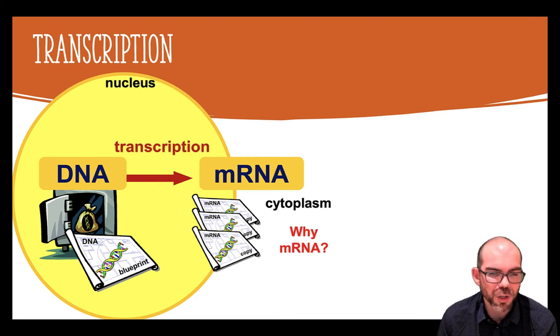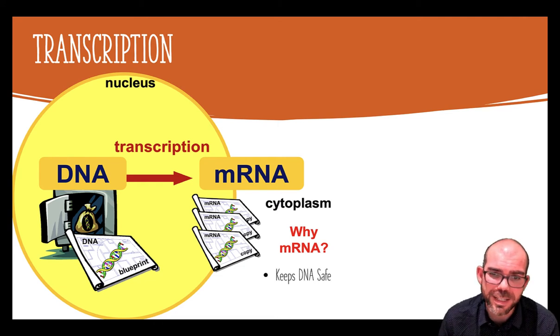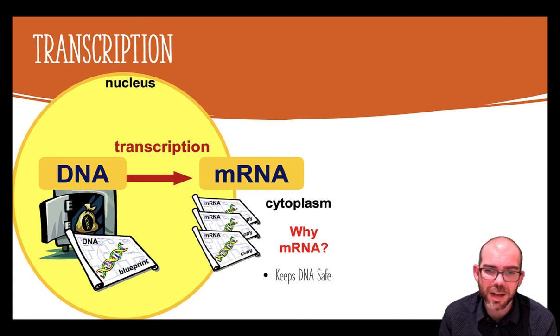This is transcription, but why do this? Why make mRNA in the first place? Why not just send DNA out to make a copy of a protein? Well, there's a lot of advantages to doing this. One is it keeps DNA safe. DNA is in a nucleus for a reason. That DNA needs to be protected. If we damage that original blueprint, for the rest of that cell's life, it's going to carry that damage forward. It only has one copy. Making copies of it keeps that DNA safe and untouched.